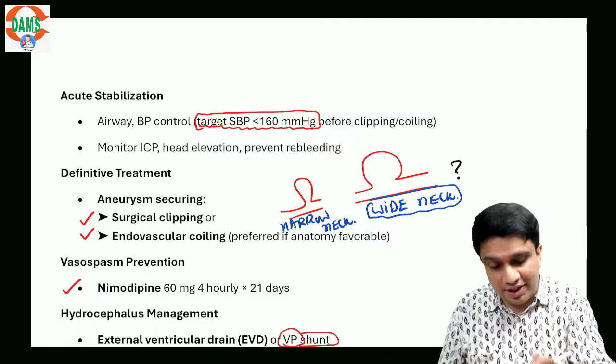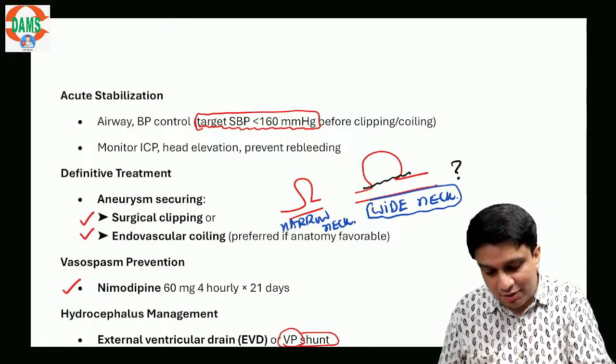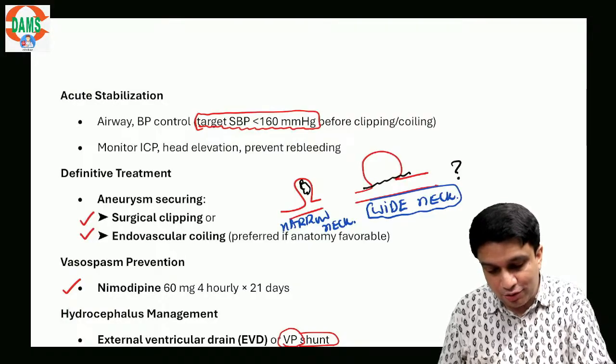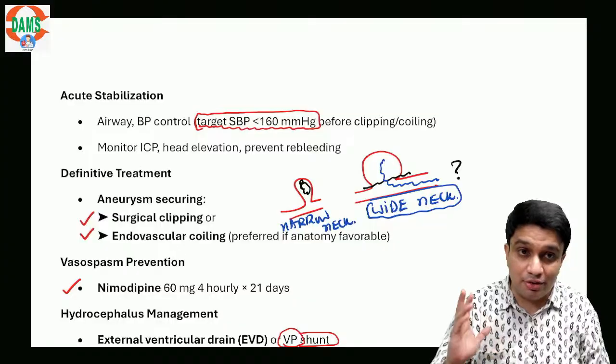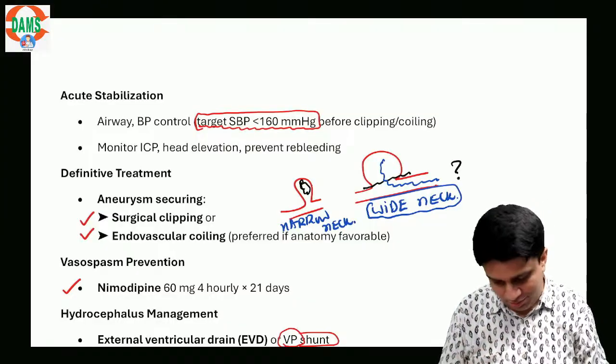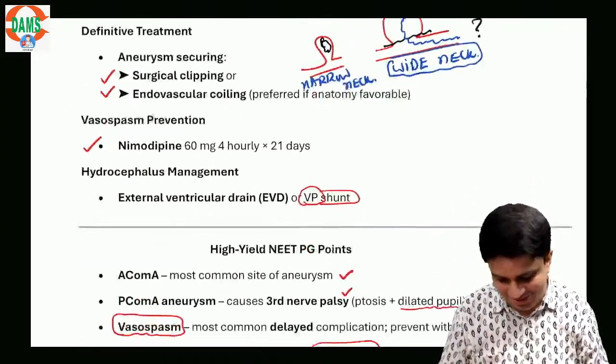Please remember, for a wide neck aneurysm, we do clipping. Narrow neck, you do coiling. For a wide neck, in case you do coiling, the coil will come out the next day. Then you will go and do angiography to find where the coil has gone. Okay, so be careful.